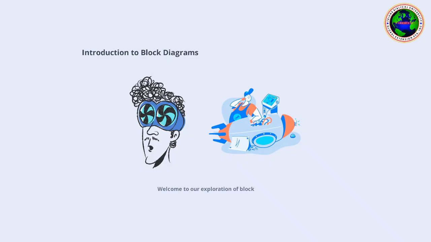Welcome to our exploration of block diagram representation and its applications in engineering. Today, we'll break down how these diagrams help us understand complex control systems, identify feedback loops, and connect theory to real-world technology. By the end of this session, you'll be able to interpret basic control system block diagrams, spot feedback mechanisms, and see how these concepts are applied in robotics, automotive, and aerospace fields.